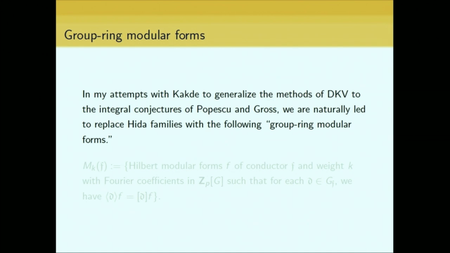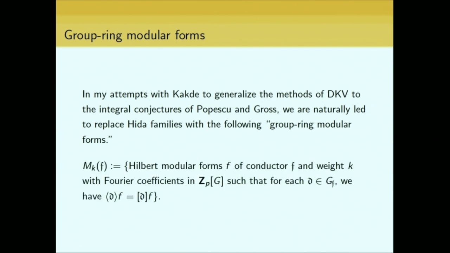But so the group ring modular forms that show up, these play the role of Hida families in my previous work. They're just Hilbert modular forms of level f and weight k with Fourier coefficients in the group ring, such that for every element in G, the narrow ray class group of conductor f, the diamond operator associated to that ideal acting on F acts by just multiplication by this element.